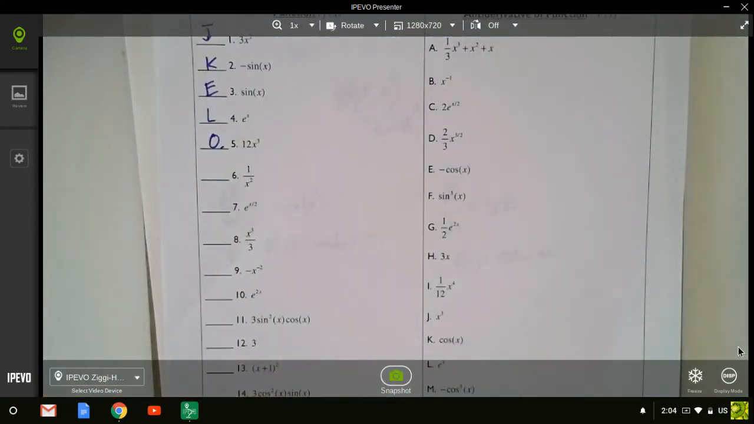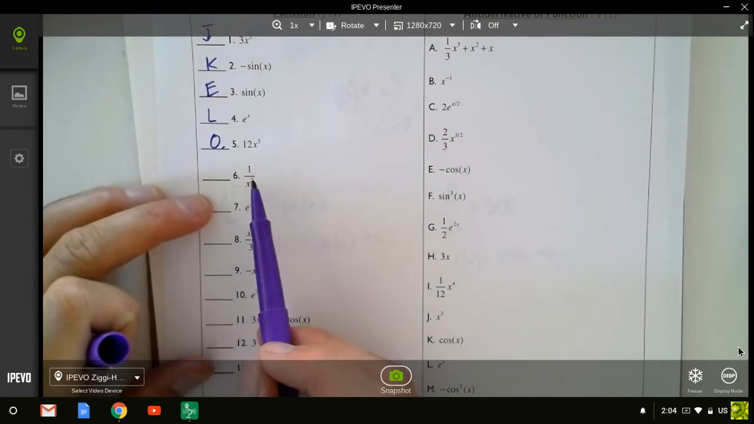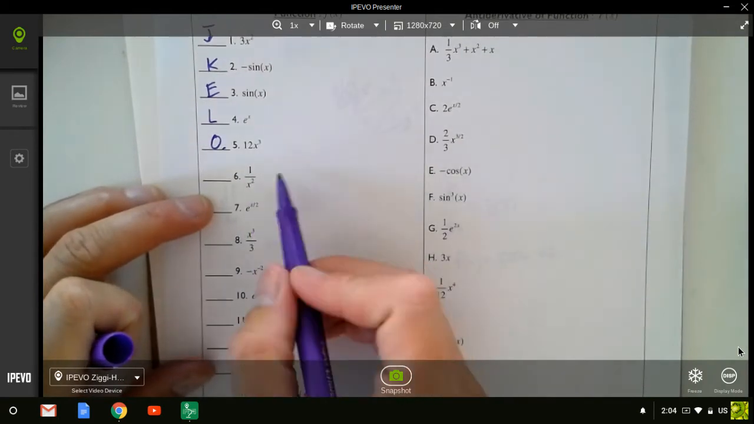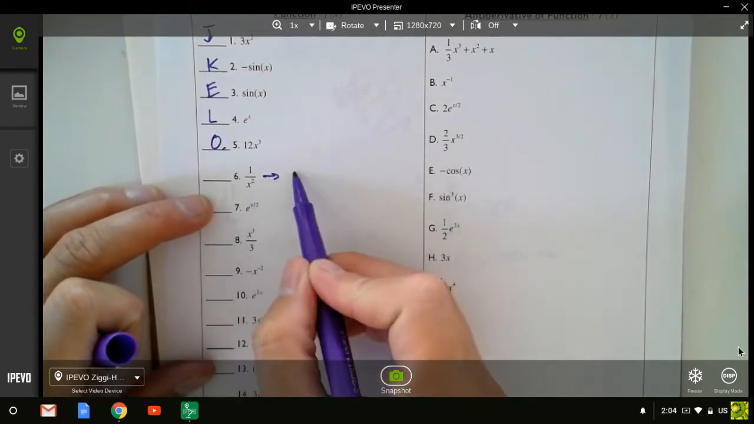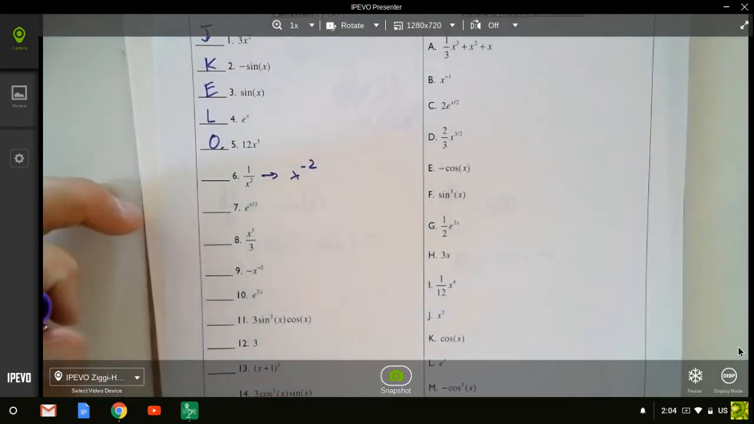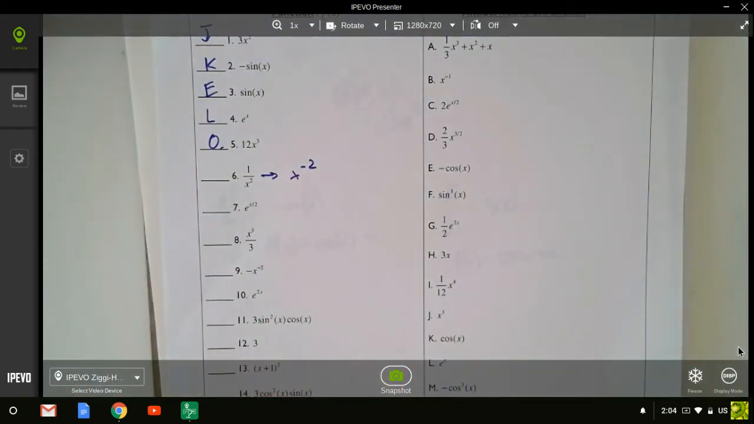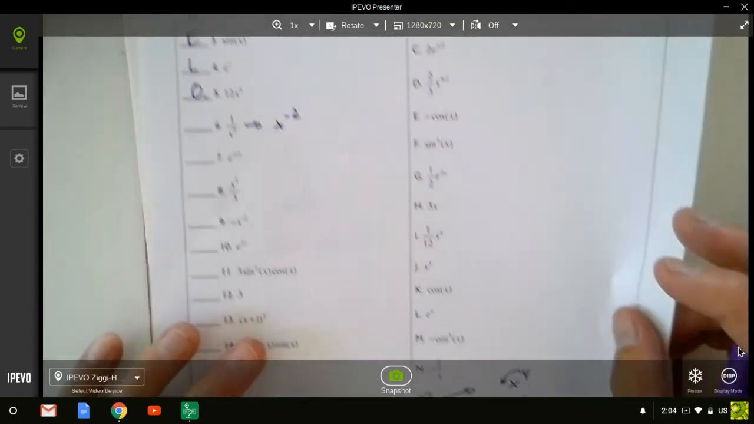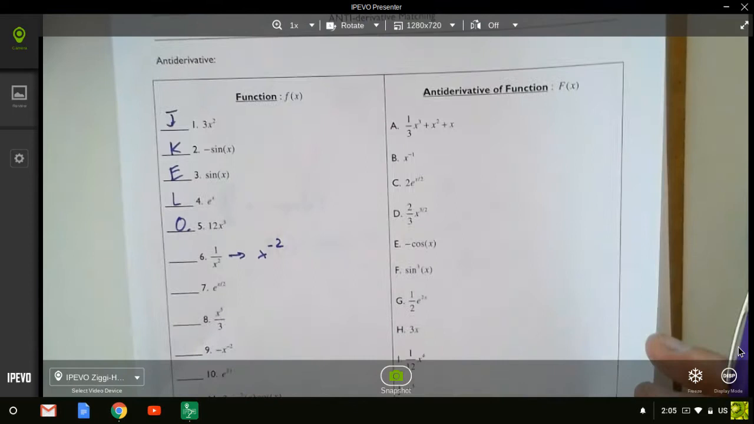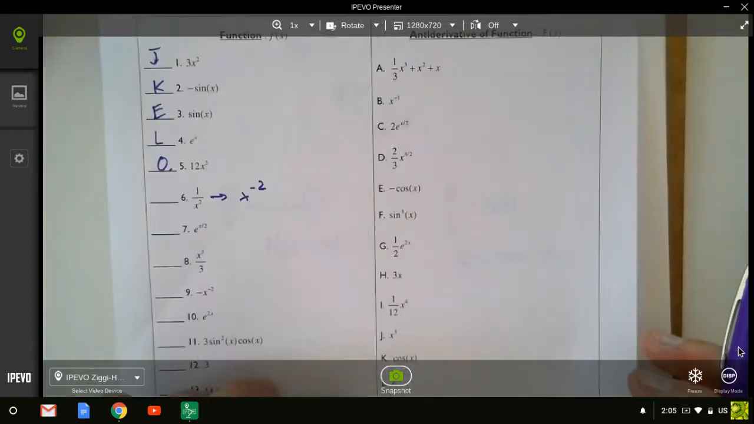This next one is a little tricky. If you have a hard time doing this one, you could also rewrite 1 over x squared as x to the negative 2. I got negative x to the negative 1. So negative x to the negative 1, which is, where would that be? Oh, it's negative 1 over x.